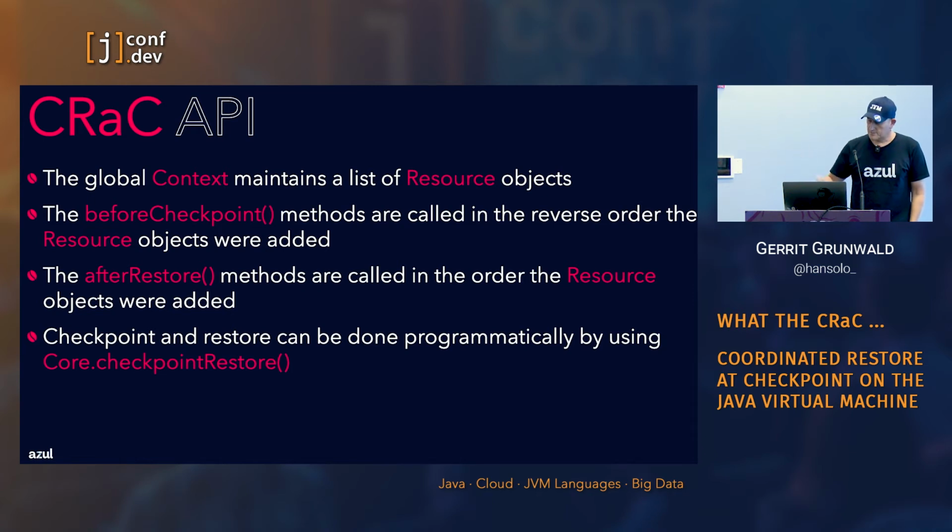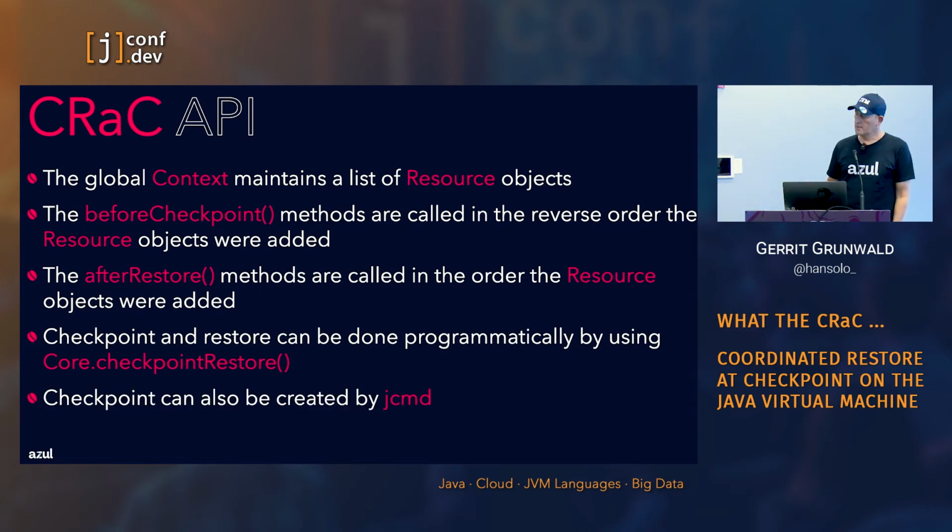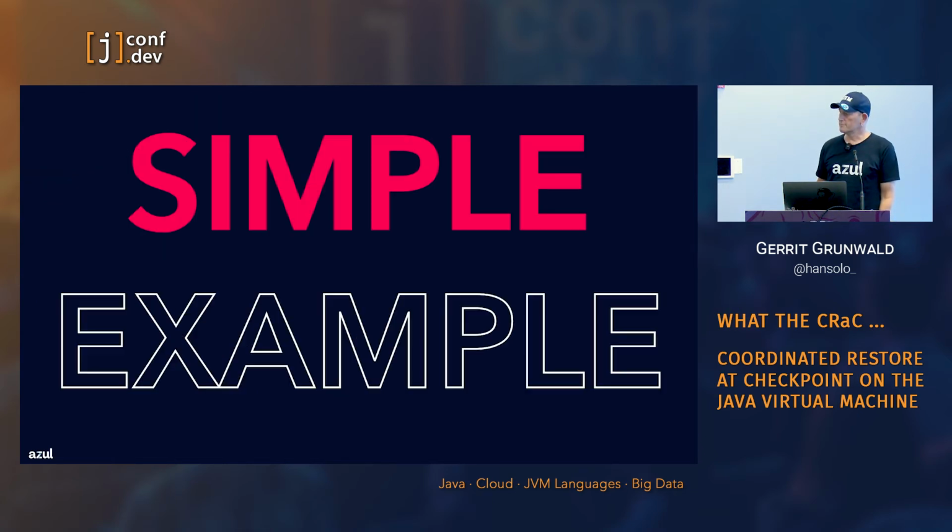And then, yeah, I already mentioned that there's this method core.checkpointRestore. It's a little bit misleading because it doesn't really restore here. It just creates the checkpoint, right? And then it stops the JVM. I think in the OpenJ9 approach, you can continue running the JVM. With this one, it will stop the JVM, right? So it will kill it. Okay, and as already mentioned, you can also use jcmd to create the checkpoint.